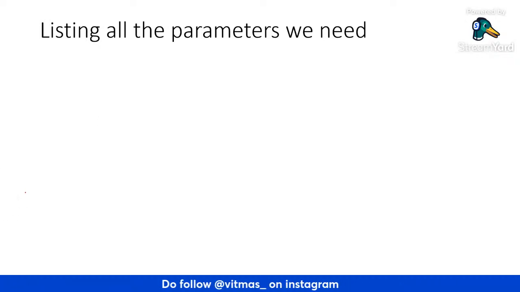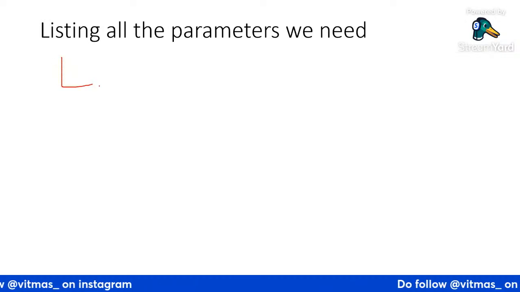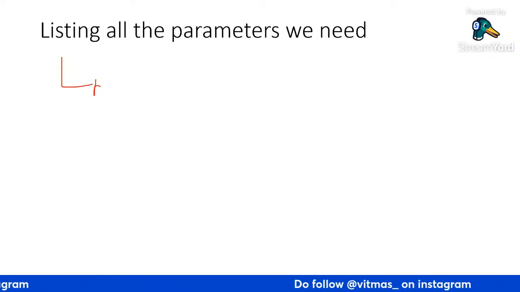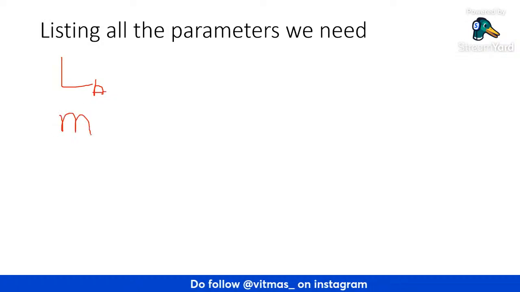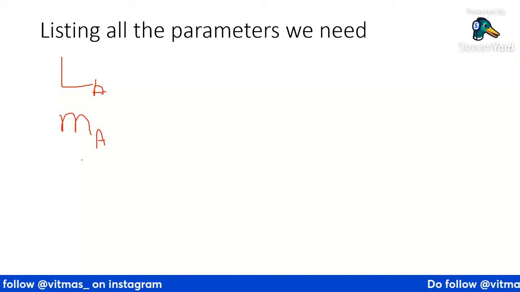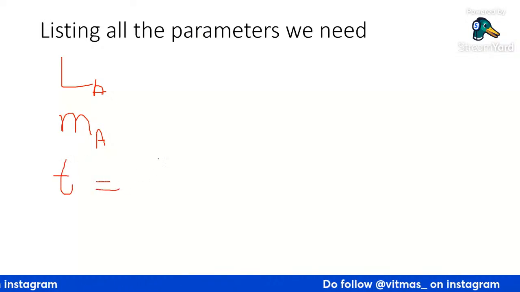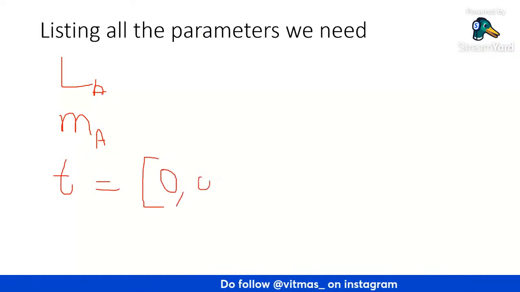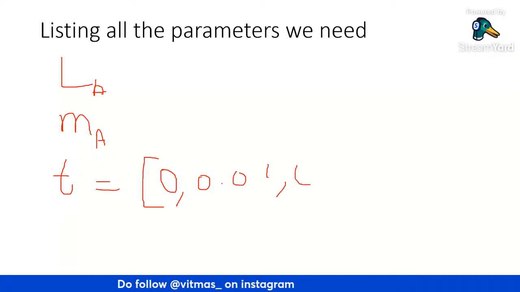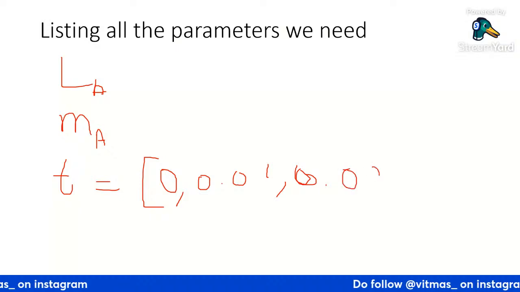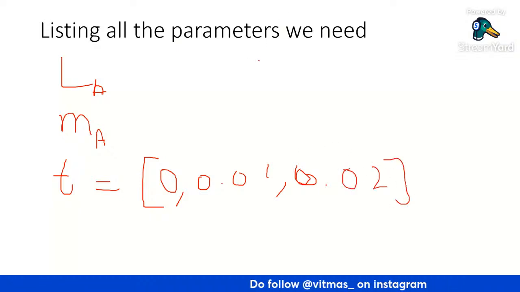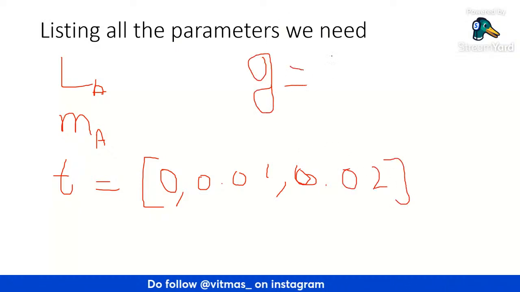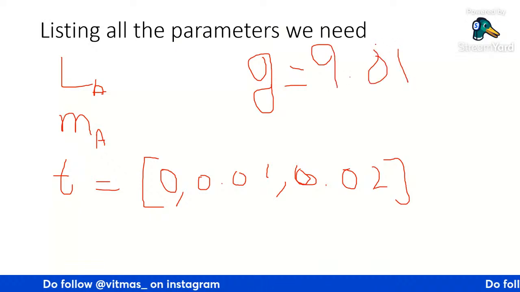So for a simple pendulum, we need first a length L, we need a mass M, and also, since we are using MATLAB, we will store time as a matrix. Like 0, then 0.01, 0.02, and so on. We will define gravitational constant g as a constant 9.81, as we all know.